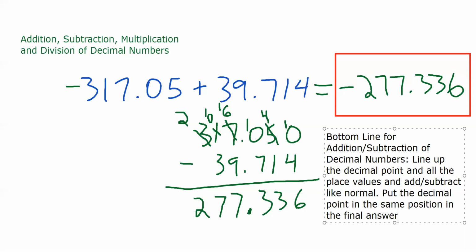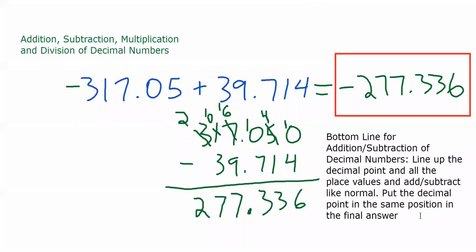And so that's addition, subtraction. It proceeds pretty much very similarly to the way we've already been dealing with it. Any questions on that? Very good. So addition, subtraction, your bottom line, line everything up. Get everything lined up, get the decimal point lined up, and you're good to go. You might have to do a lot of borrowing in subtraction.